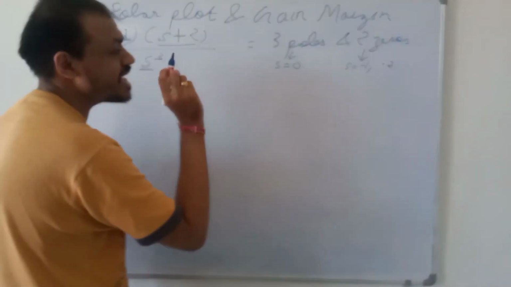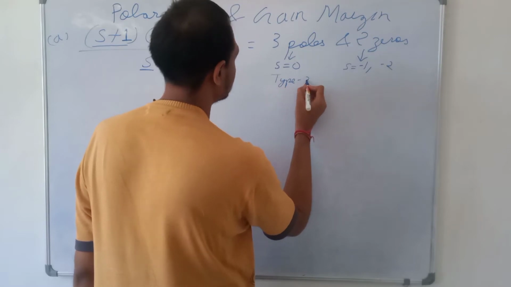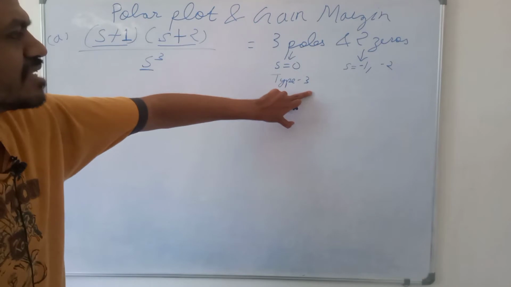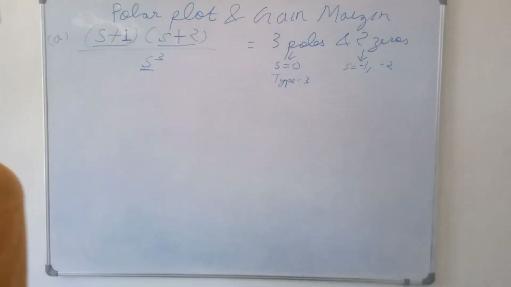The 3 poles are located at s equal to 0, so it is a type 3 system. The number of poles at s equal to 0 determines the type of the system, so it is a type 3 system, and also it is an order 3 system. So it is a type 3, order 3 system with 2 zeros.